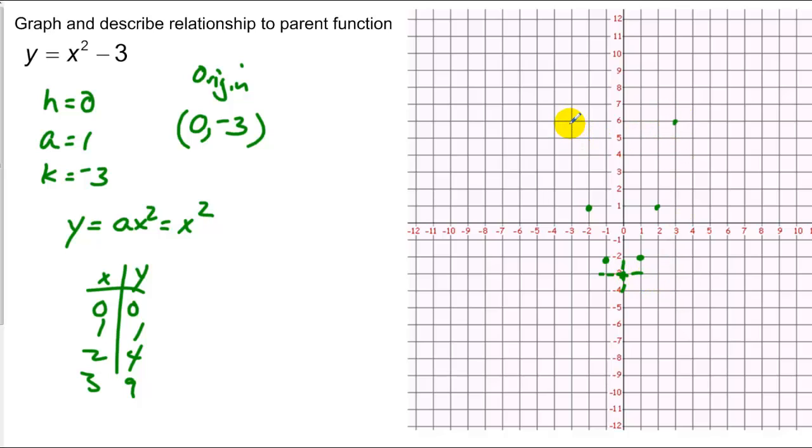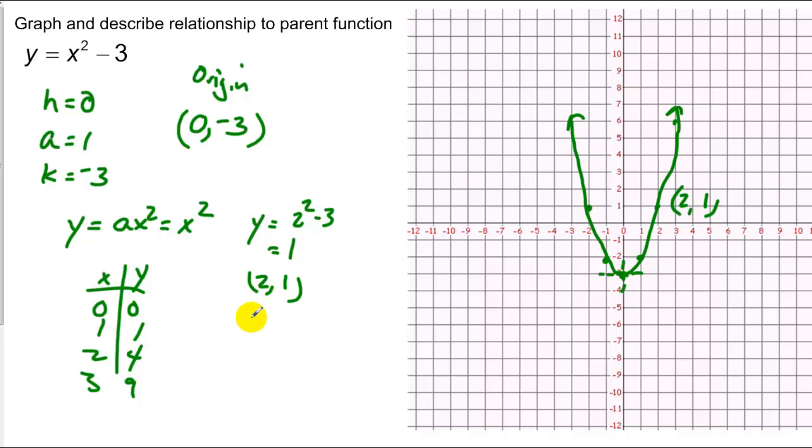And then, as always, it's a great idea to check what you've done. So here's my parabola. And I have this point of 2, 1. And I'm going to see if that fits. If I plug a 2 into x, I get 2 squared minus 3, which is equal to 1. So the point 2, 1 actually exists on the graph.